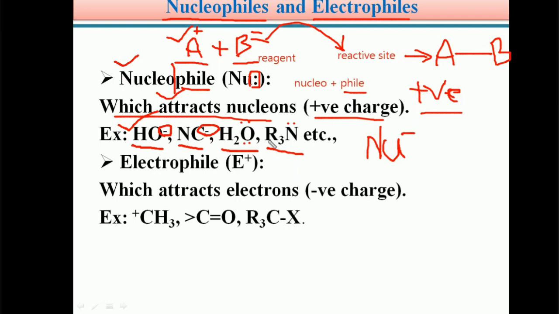So students, a nucleophile is one which attracts nucleons, which loves positive charge. A species which has a negative charge, or a species which has a lone pair of electrons, may act as a nucleophile.